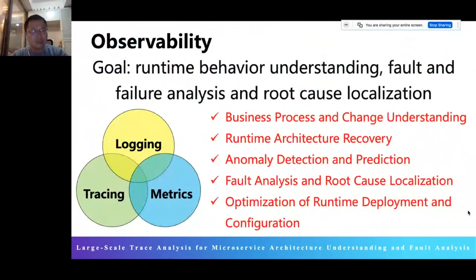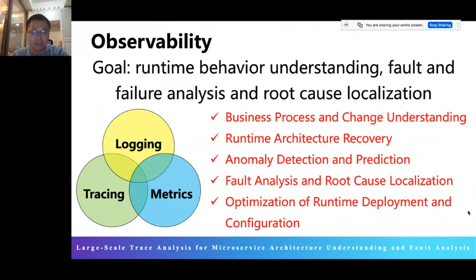So for microservice systems, observability is very important. We all know that microservice-based cloud-native applications are quite dynamic and complex. If we want to understand the runtime behavior of a microservice system, and also try to analyze and pinpoint the root causes of runtime failures, we have to rely on the runtime observability of the application. The observability of microservice systems is supported by 3 pillars, including logging, tracing, and metrics.